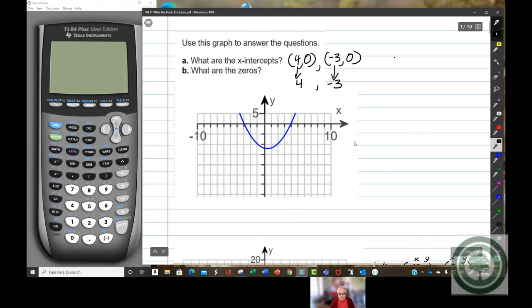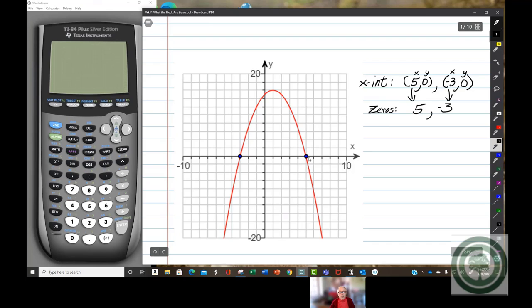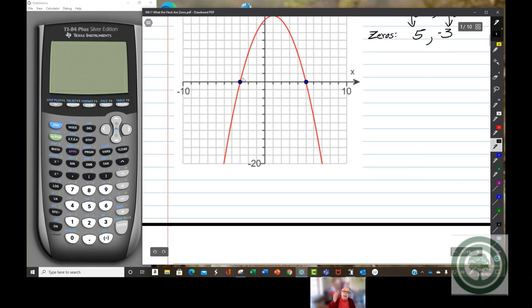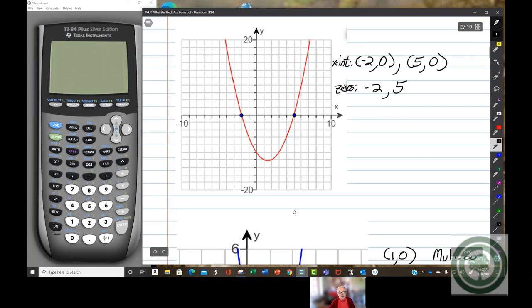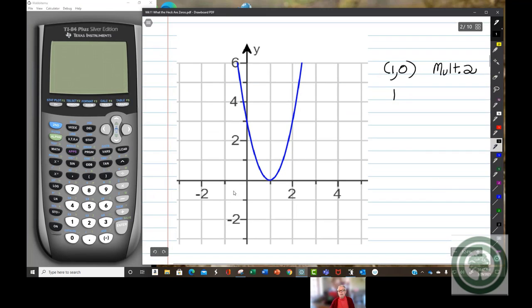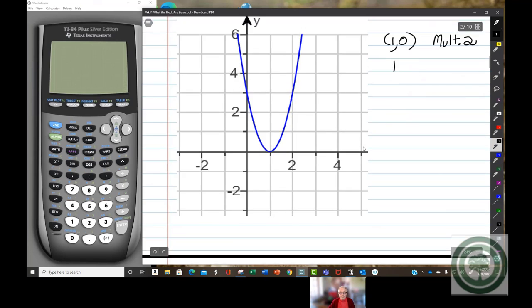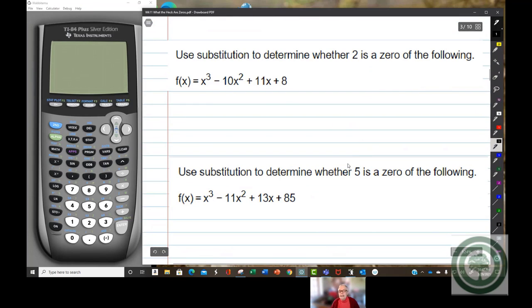Four and negative three. Negative three and five occur once each, so they have multiplicity one. And you can tell because the graph makes a sharp cut through the x-axis. Same here. Sharp cut through the x-axis, so you know that each of these occurs only once. But when you have something like this, the multiplicity is two. Now we're going to learn all about that. But right now we're going to find out in an algebraic way, what the heck is a zero?